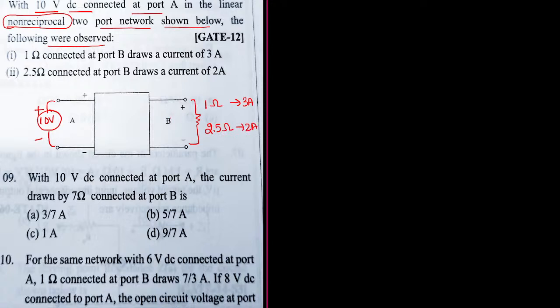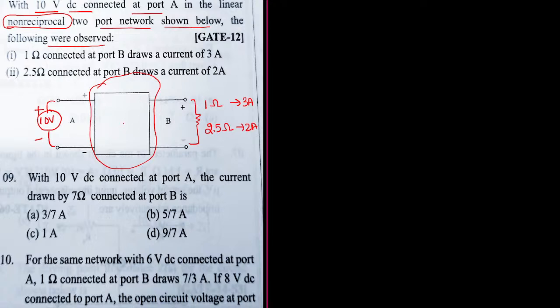Anyway, it is clearly given that the given network is non-reciprocal. We should not go over the reciprocity theorem. Fine, sir. But the 10 V is fixed, and they have not given any other data about the network inside. But definitely it will be passive elements. We know that. They have only given a two-port network.